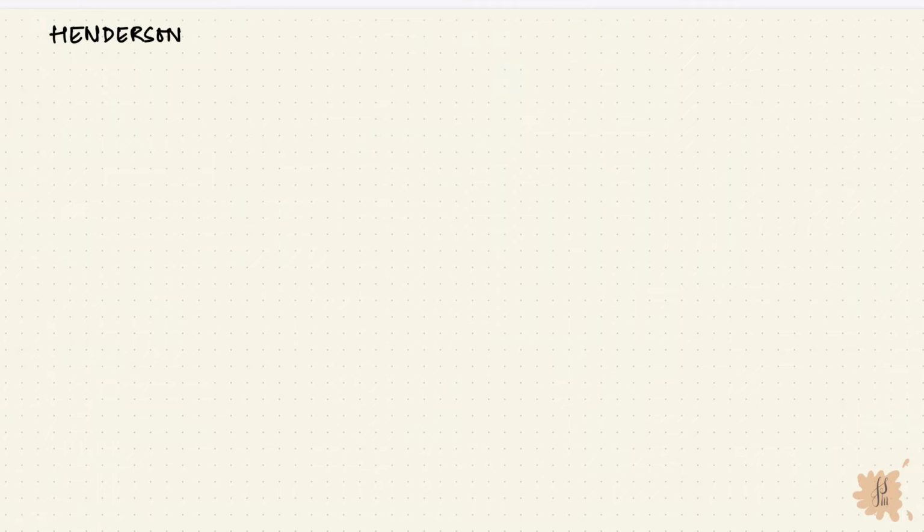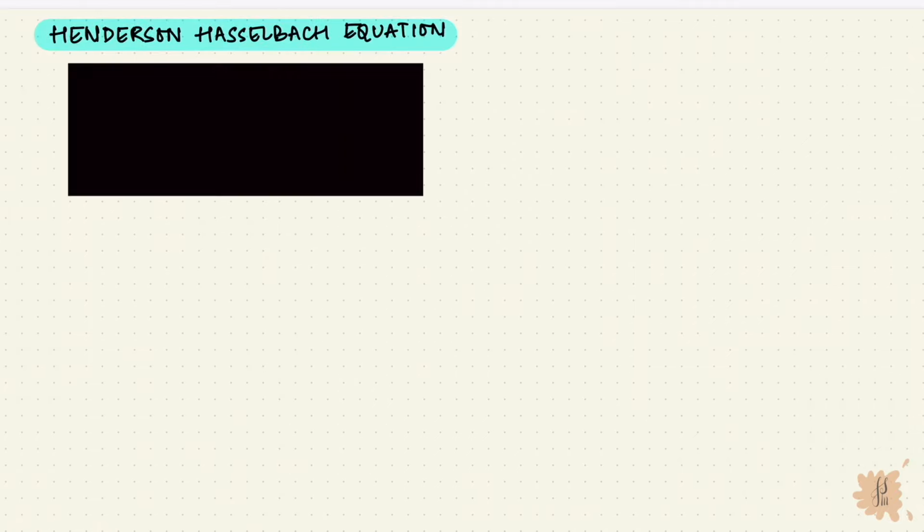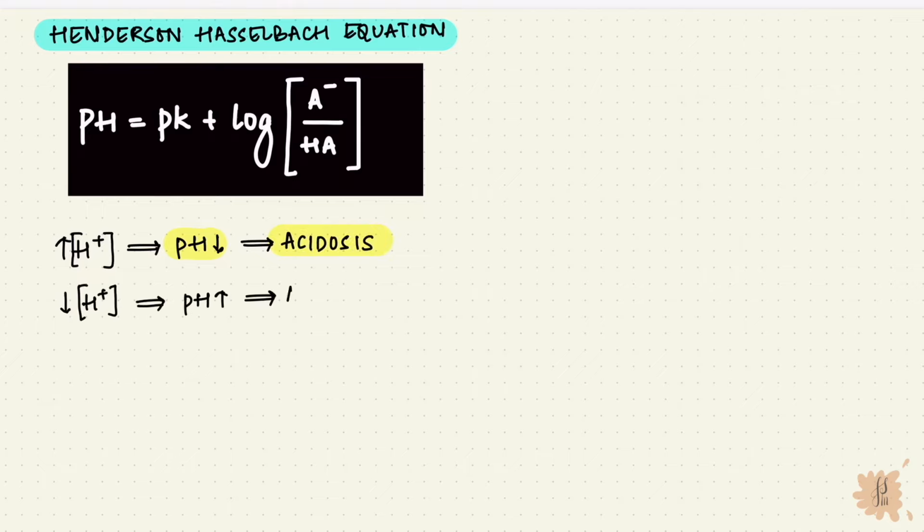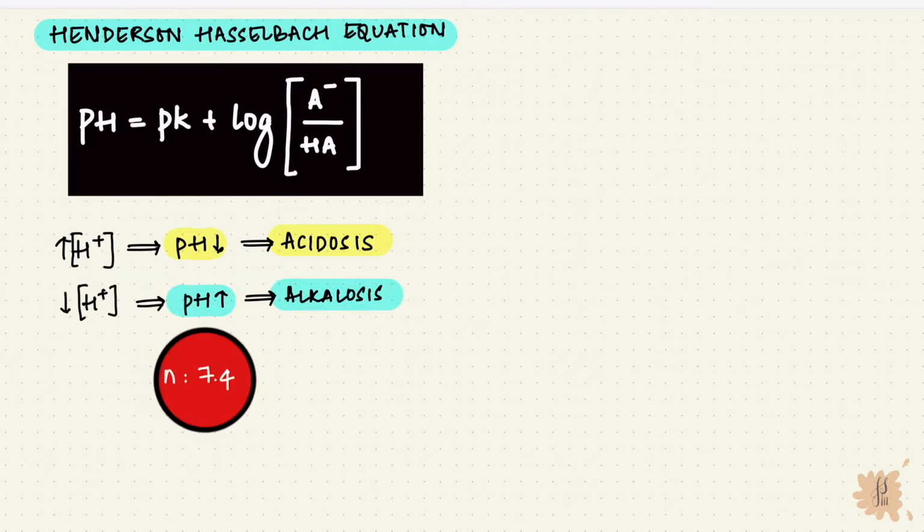The Henderson-Hasselbalch equation gives the pH of the solution. That's pH equals pK plus the log of the concentration of base over acid. If there's an increase in the hydrogen ion concentration, the pH reduces, and there's acidosis. If there's a lower hydrogen ion concentration, the pH rises, and that's alkalosis. The normal pH of blood is around 7.4.